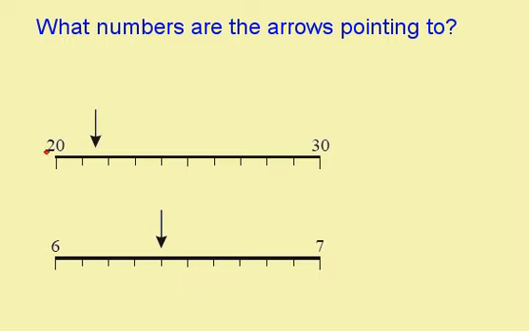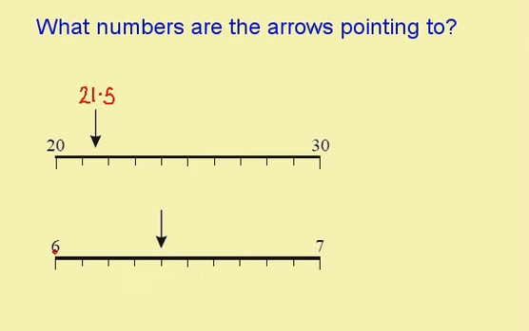The difference between 20 and 30 is 10, and we've got 10 spaces here. 10 divided by 10 is 1, so each step is worth 1. So this one is 21 and this one is 22. The arrow is pointing exactly in the middle of 21 and 22, so it must be pointing to 21.5.